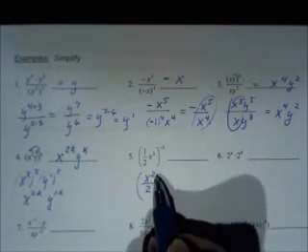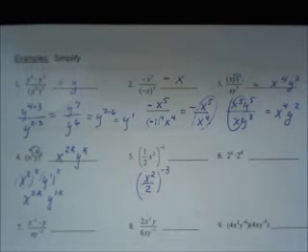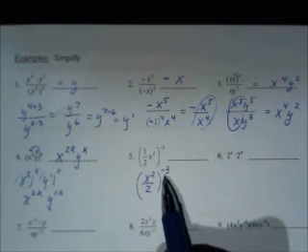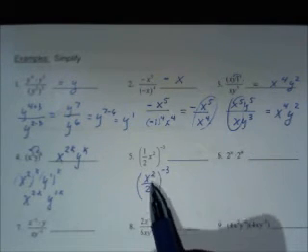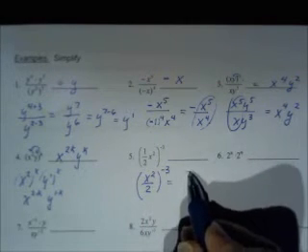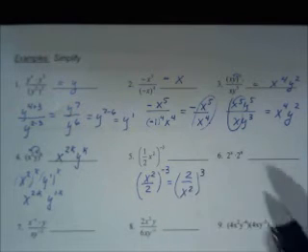All right, now I've got to take this and raise it to the negative exponent 3. Well, let's take care of the negative first. So take this fraction and invert it. So this is going to equal 2 over x squared raised to the positive 3.